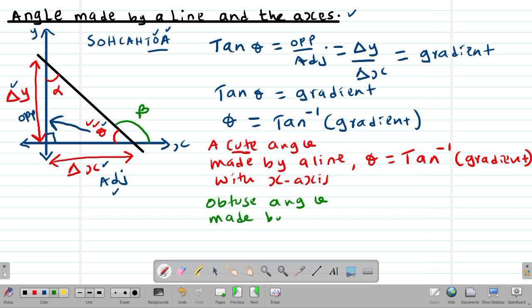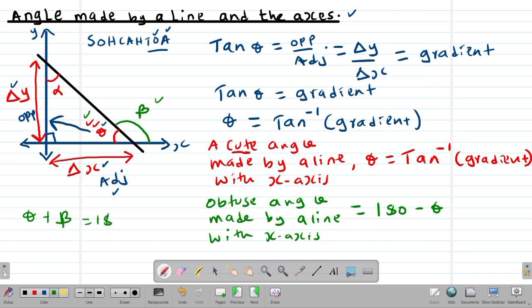So, if you want to get the obtuse angle made by a line with the x-axis, it will be given by the following. You just take 180, then you subtract the acute angle. Because remember, theta and beta, these are angles on a straight line. We know that angles on a straight line add up to 180. Therefore, if you take theta plus the beta, which is the obtuse angle, it should give you 180 degrees.